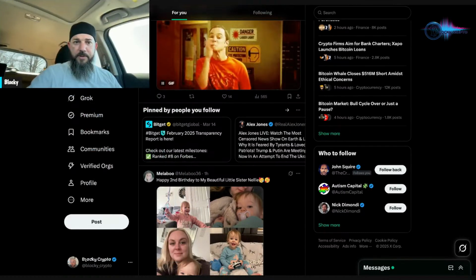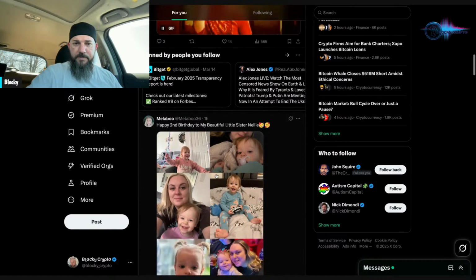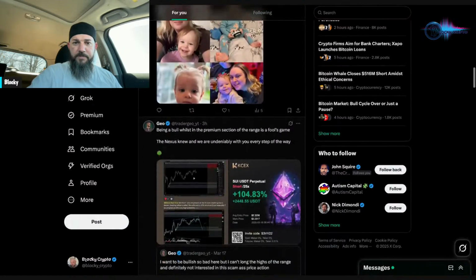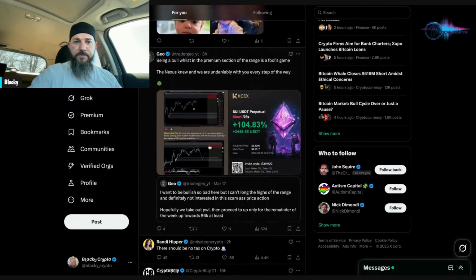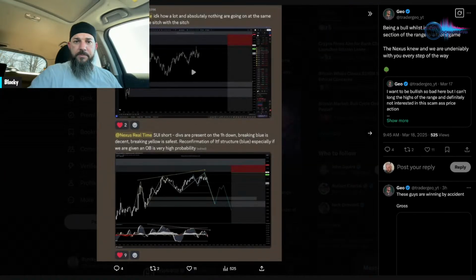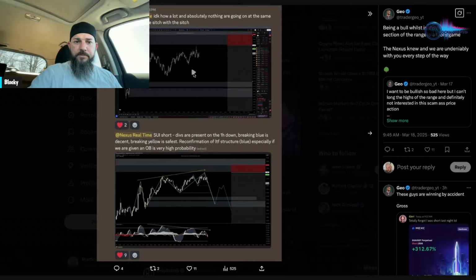Let's see this one. That one ain't too bad. There you go. So this was 3 hours ago. And it says Sui short divs are present on the 1 hour. Breaking blue is decent. Breaking yellow is the safest.